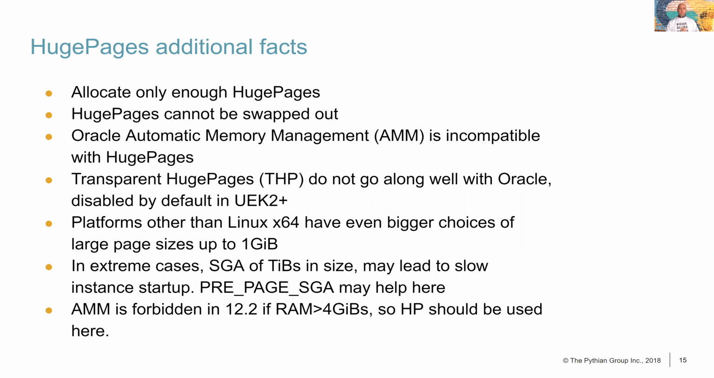So, and finally, related to AMM as well, AMM is forbidden, starting at 12.2, yeah, quite an old version, I know. AMM is directly forbidden by the Oracle database itself if the RAM in the system is bigger than 4 gigabytes, which leads to the tip that HugePages should be used as a best practice if your system has more than 4 gigabytes, which is basically use HugePages always.